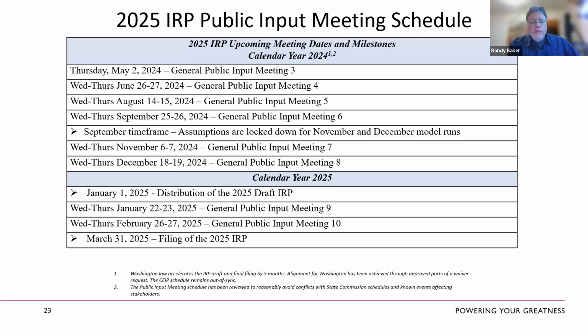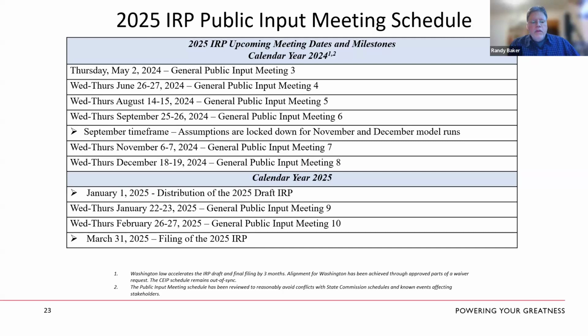In order to achieve our objective for that draft, as I mentioned, we have to lock down data and assumptions by the end of September, so that is also noted here. And then we run the model in November and December, and we discuss that as well as we go.